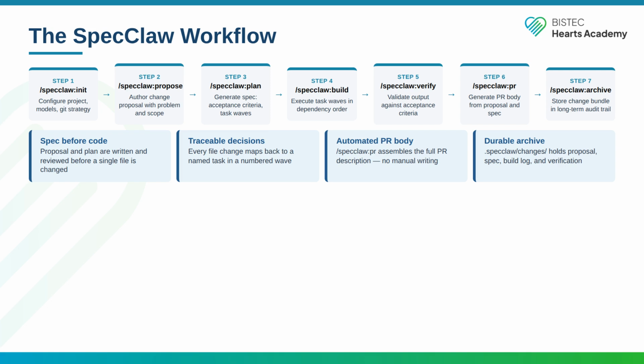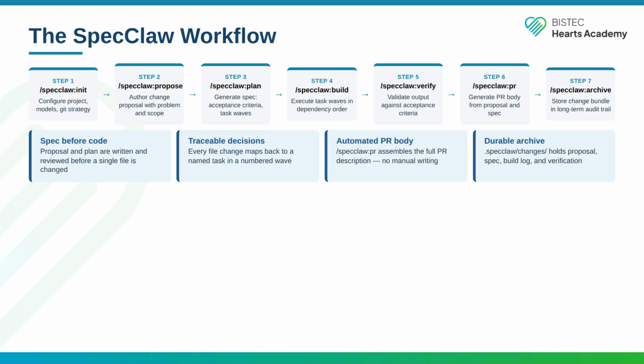/SpecClaw plan generates the full spec, acceptance criteria, technical design, file-level mappings, and task waves. /SpecClaw build executes those task waves in dependency order. /SpecClaw verify checks the output against every acceptance criterion. /SpecClaw pr assembles the pull request body from the existing artifacts and opens the PR. Finally, /SpecClaw archive seals the change bundle into long-term storage inside .speclaw/changes.